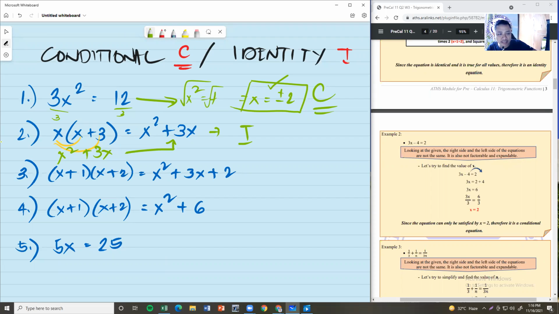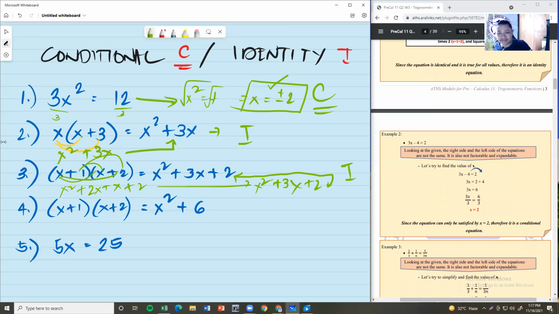Now let's do this. This is binomial times binomial. Therefore, we will do the FOIL method here. So we will have x times x, x squared first, outer 2x, inner plus x, and last plus 2. Combining the terms that are the same, we have x squared plus 3x plus 2, and they are exactly the same. So therefore, that is identical.